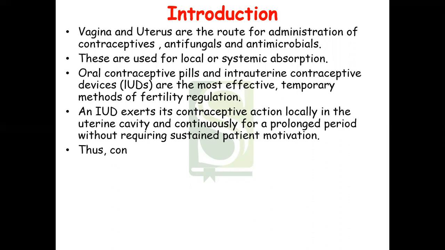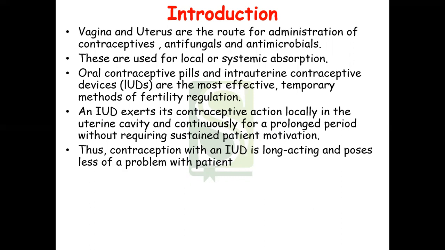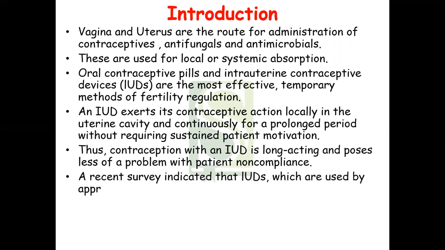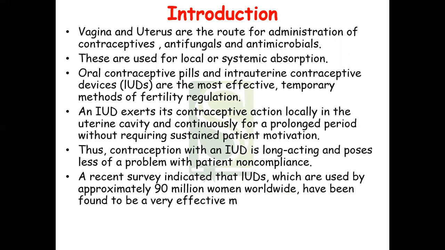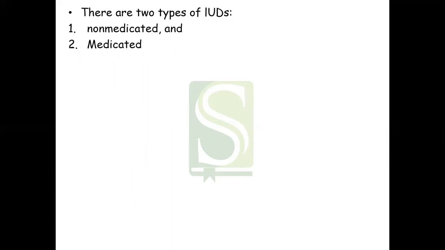requiring sustained patient motivation. This contraception with an IUD is long acting and poses less of a problem with patient non-compliance. A recent survey indicated that IUDs, which are used by approximately 90 million women worldwide, have been found to be very effective means of preventing pregnancies. So there are two types of IUDs. The first is non-medicated and the second is medicated.